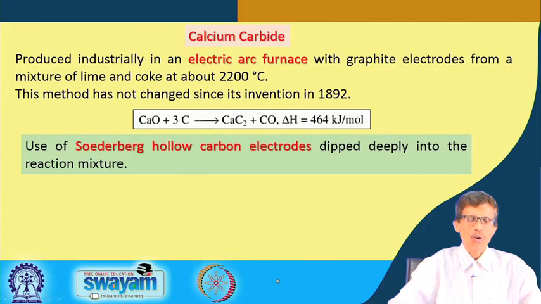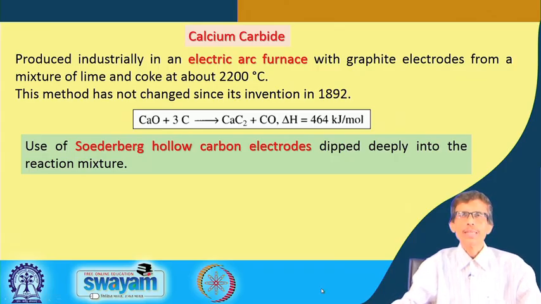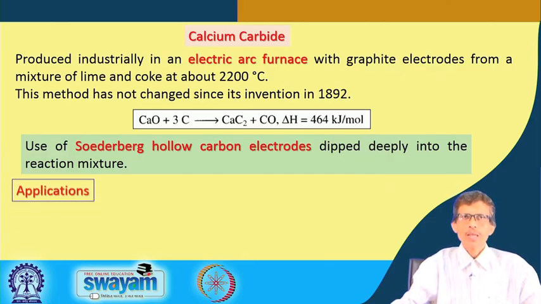So, for this high temperature reaction, we use a particular type of electrode, which is also known as a hollow carbon electrode, and those hollow carbon electrodes were first invented by Söderberg, which is why it is called the Söderberg hollow carbon electrode. So, it is not a solid carbon electrode, but a hollow carbon electrode, and we dip it into the reaction mixture. The reaction mixture is basically a solid mixture of calcium oxide and carbon, the coke, or sometimes you can also use charcoal. So, the coke and the lime are mixed, and we put in the hollow carbon electrode, and as that hollow carbon electrode goes inside, within the hollow space your material can also enter.